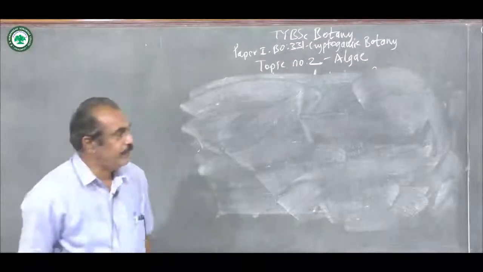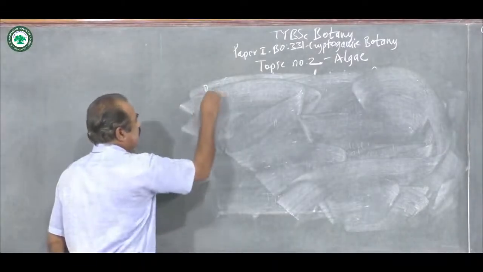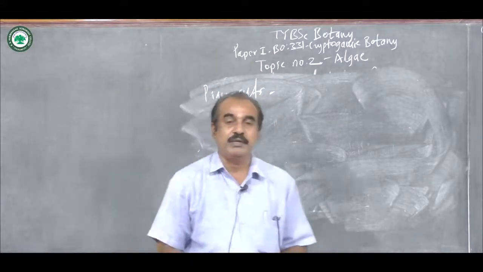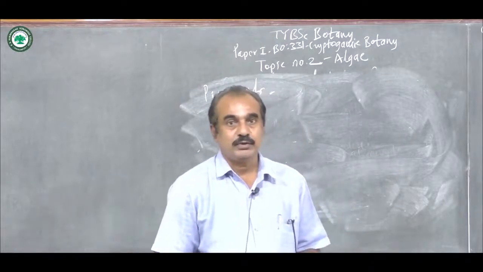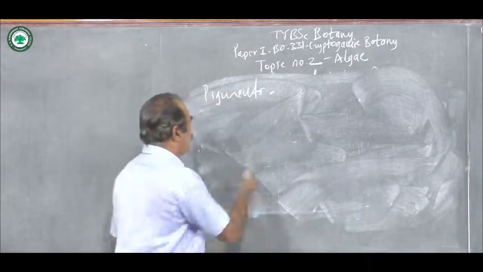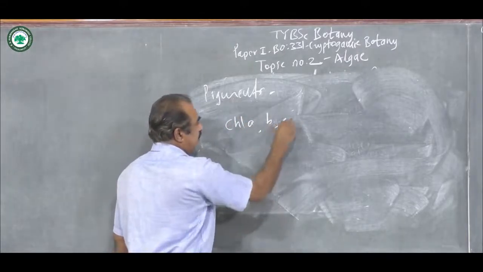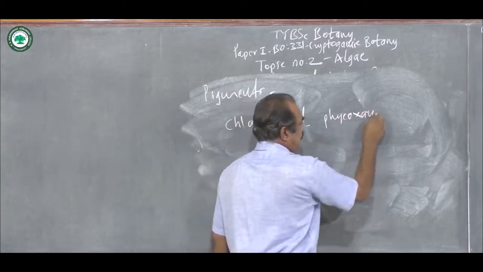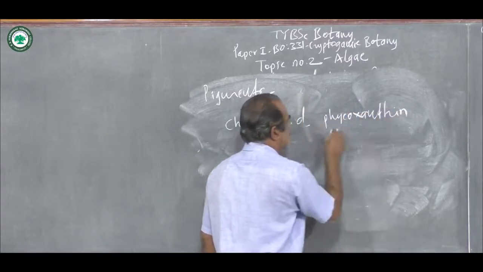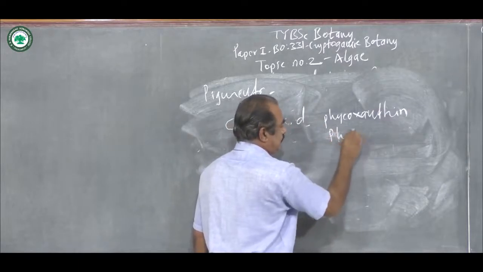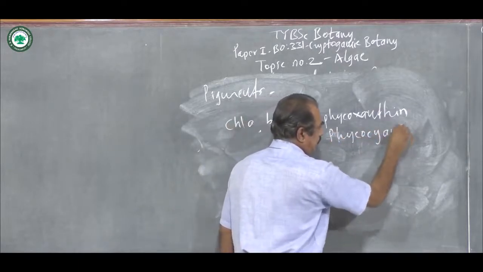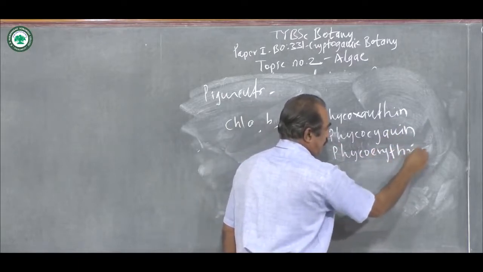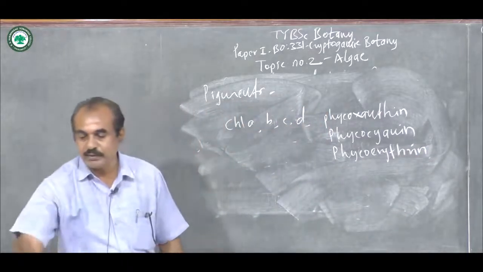The most important point, that is the biochemical character. For example, pigments. There are different types of pigments found in the algae, and among these chlorophyll a is present in all the algae. For example, chlorophyll a, b, c, d, phycoxanthin, phycocyanin, and phycoerythrin, etc. Different types of pigments are found in the algae.